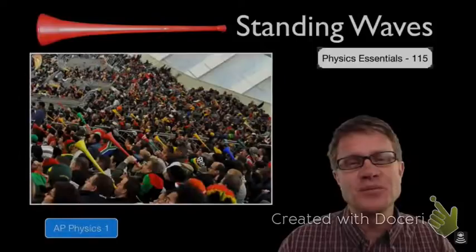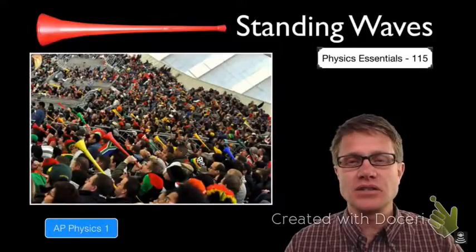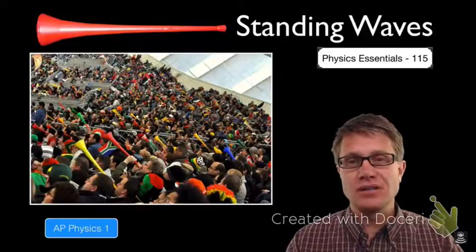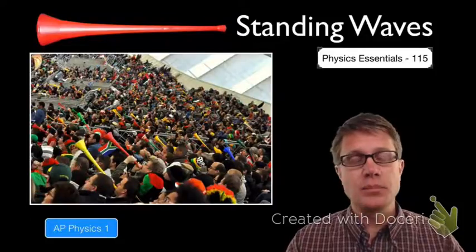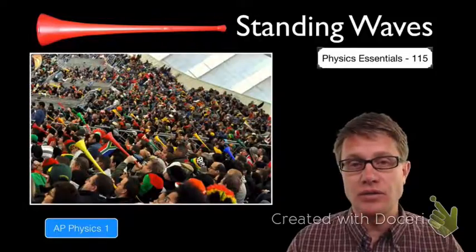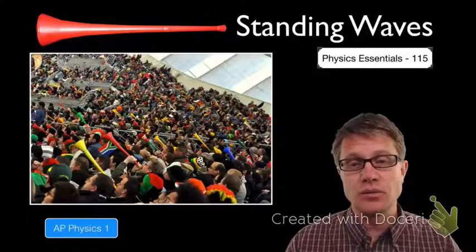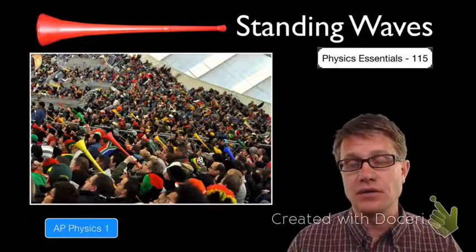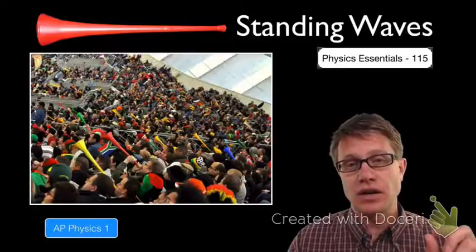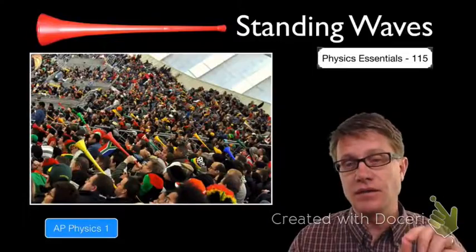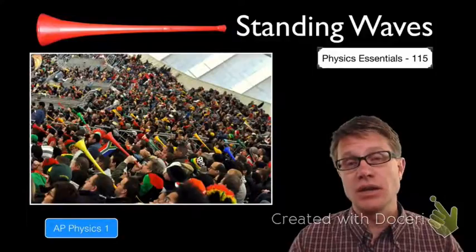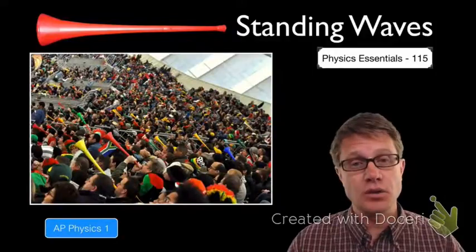Hi, it's Mr. Anderson, and this is AP Physics Essentials video 115. It's on standing waves. Standing waves are like they sound. They're waves that appear to stand still. An example of a sound standing wave is the waves found inside a vuvuzela. You blow on it, you get that sound. You blow with a higher frequency, and then you can even purse your lips a little bit more and get an even higher frequency. But what's happening is you have these specific standing waves that sit within the chamber of the vuvuzela.